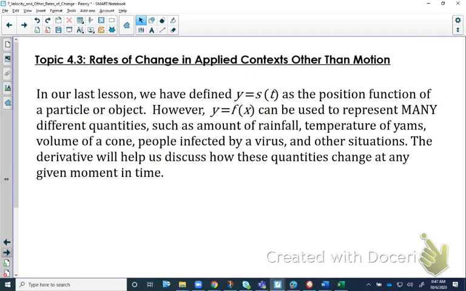So moving on, in our last lesson, we defined y equals s of t as a position function of some object. A lot of times we just refer to it as a particle. However, that function can represent a whole lot of things, and they give some examples: the amount of rainfall over time, temperature of yams for some reason, volume of a cone, people infected by a virus. That seems pretty pertinent at the moment.